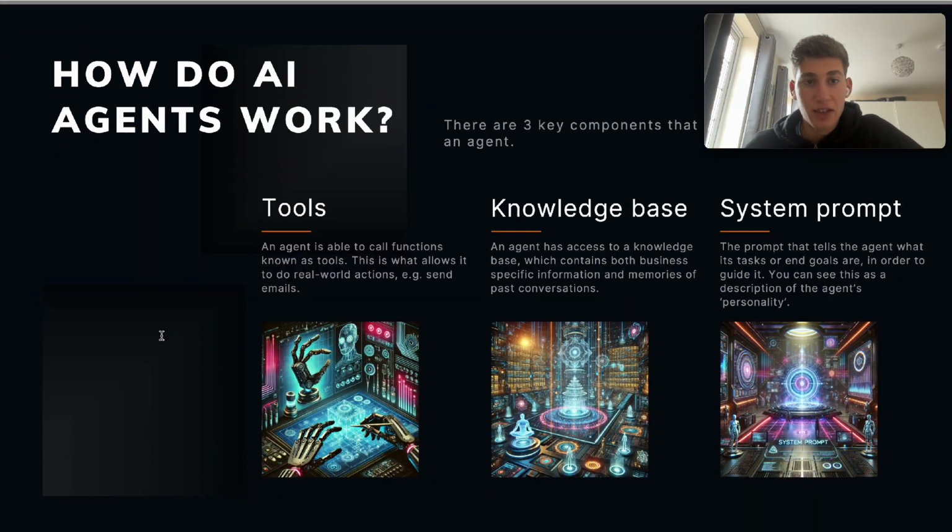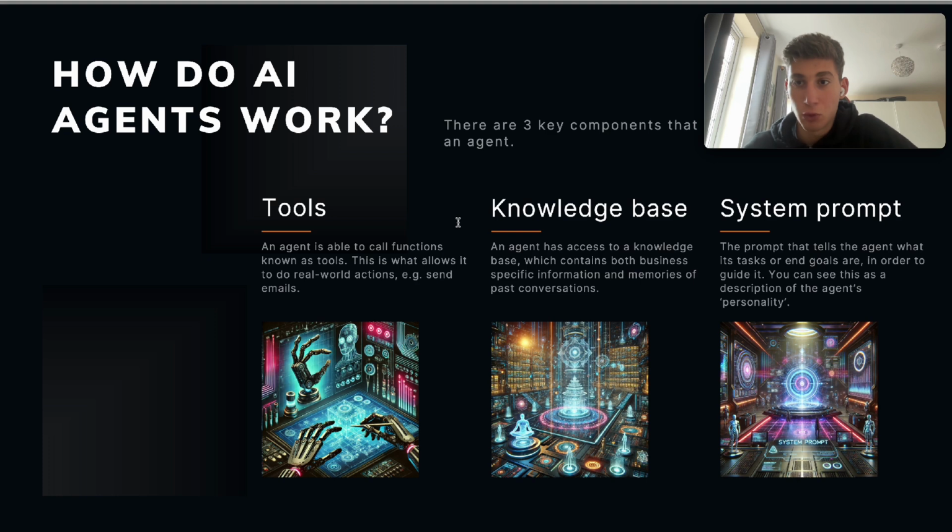So now, how do AI agents work? Well, there's three key components. There's tools. So tools are the functions or APIs that allow agents to interact with the outside world. In the example that I gave above, there's the email sending function. So that allows the agent to send emails, and that's a tool function.